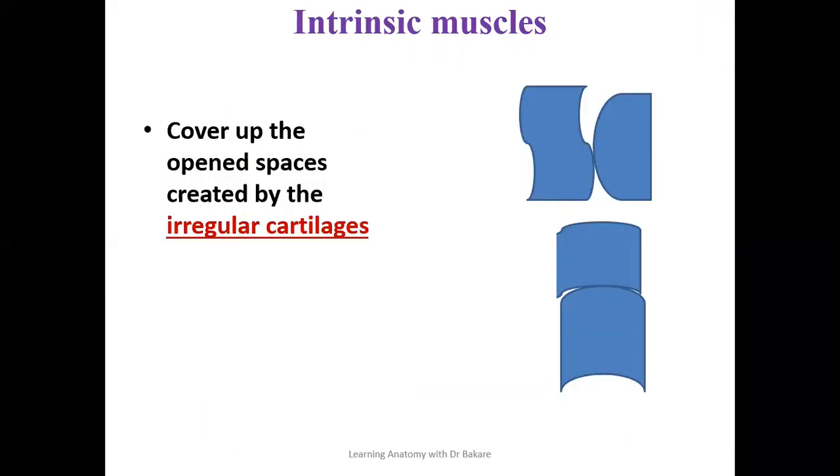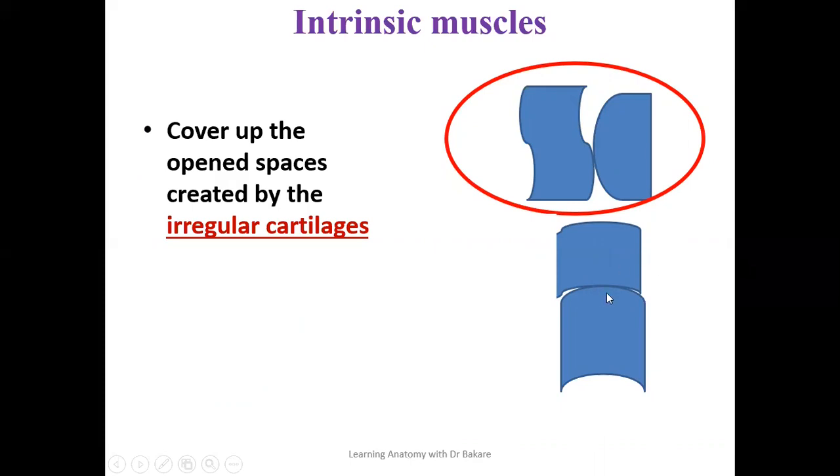The next structure that the larynx is made up of are the intrinsic muscles. And the basis behind these intrinsic muscles is the configuration of the cartilages. If you look at the cartilages, you see they are irregularly shaped. So one cartilage does not perfectly rest on the other. There's no proper fixing between them. So there's going to be a lot of gaps and spaces formed between the cartilages because they are irregularly shaped. So we have a lot of open spaces to cover up.